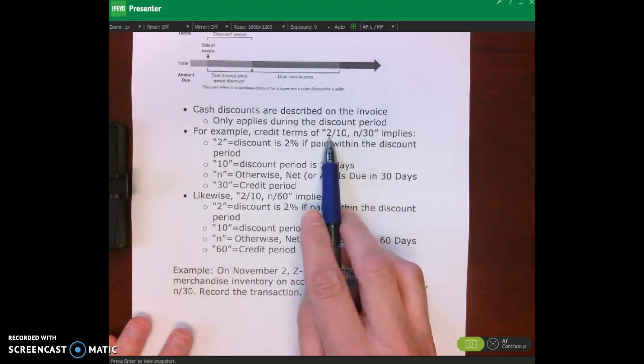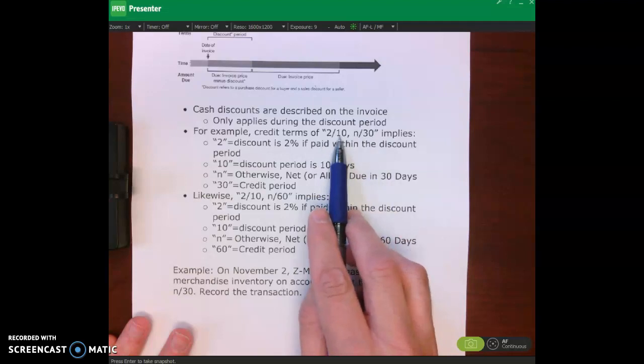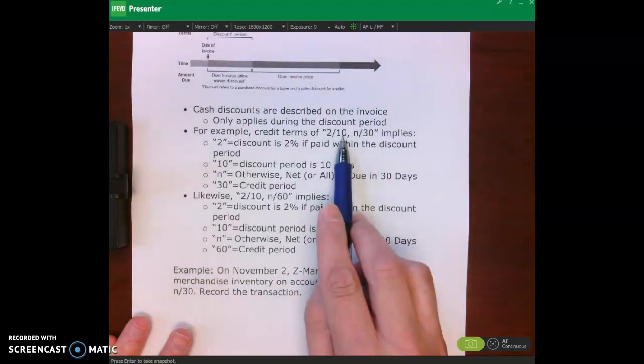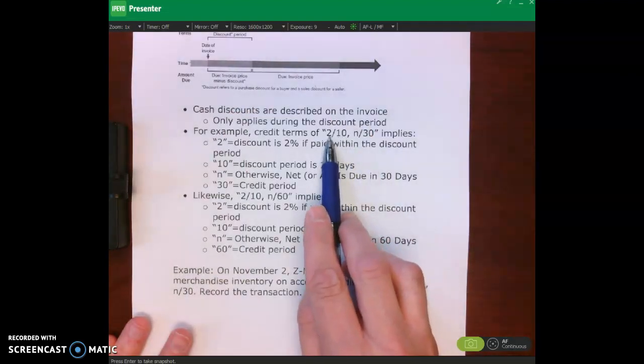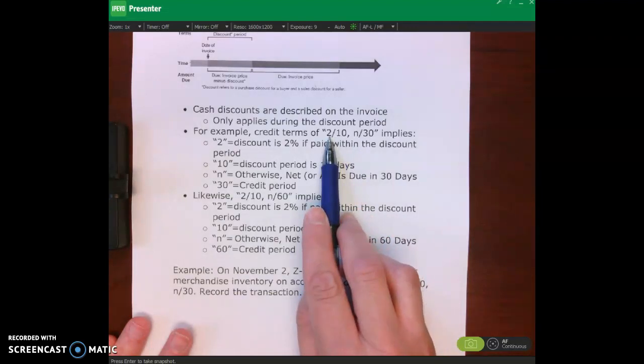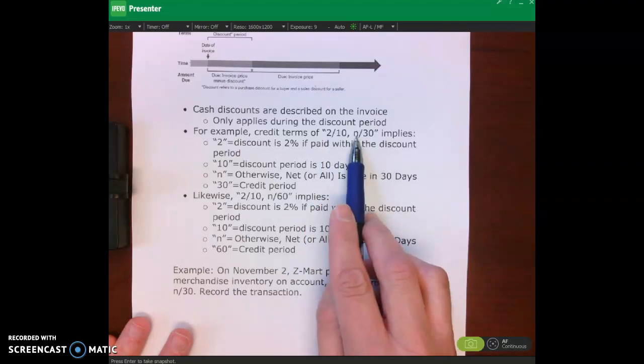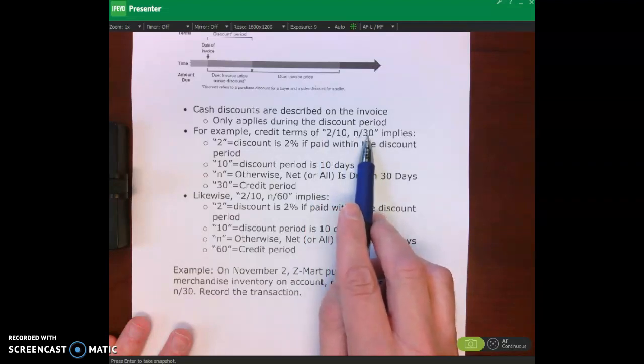What does that mean? This 10 is the discount period. This 30 is the credit period, expressed in days. And this is the discount percentage, the purchase discount percentage. So what this is saying is you take 2% off if you pay within 10 days. Otherwise, the entire amount is due within 30 days.